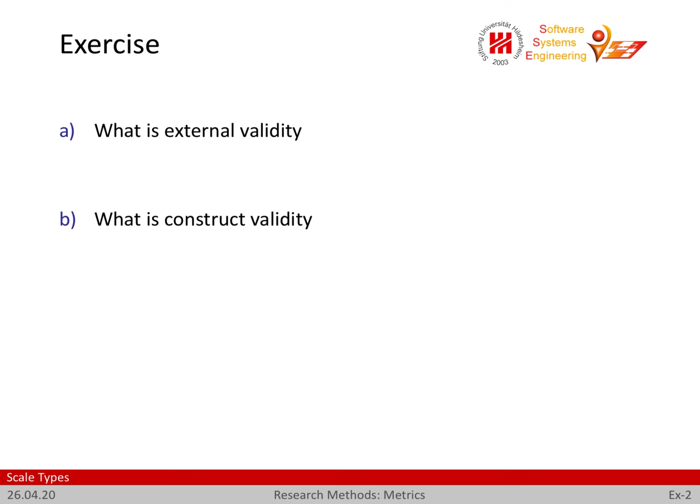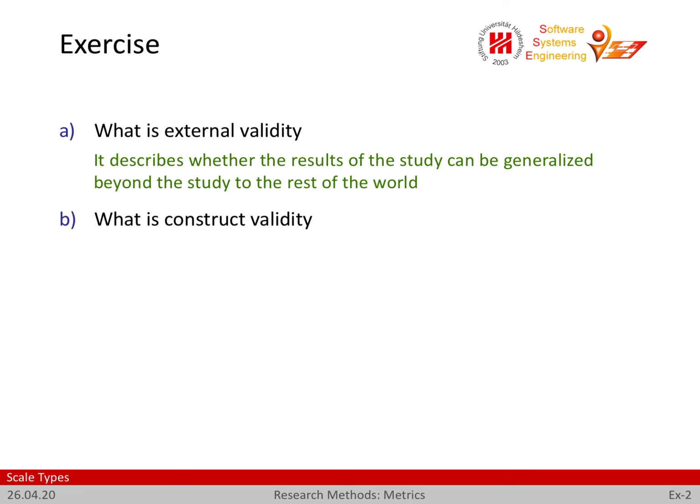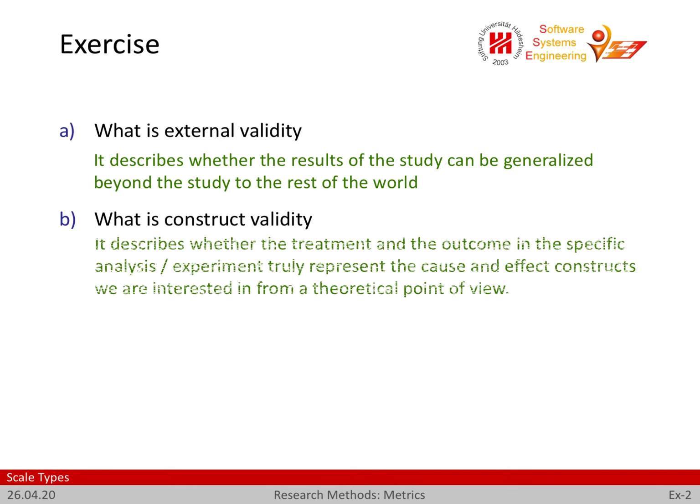Welcome back. So now, what is external validity? It describes whether the results of a study can be generalized beyond the study to the rest of the world, basically. What is construct validity? It describes whether the treatment and the outcome in the specific analysis or experiment truly represent the cause and effect constructs we are interested in from a theoretical point of view, meaning we really measure what we think we should measure.